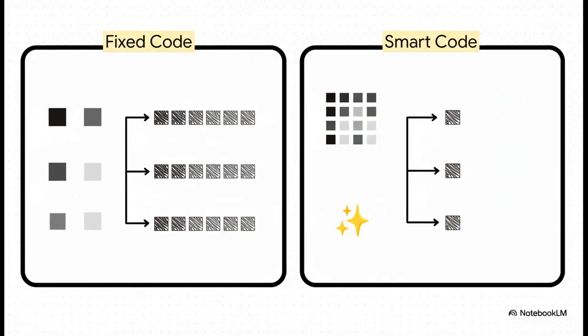And here's what that actually looks like. On the left, you've got the old, inefficient way, a fixed code. Every single color gets the same clunky 8-bit description. But over on the right, that's the smart code. Our most common shade of gray, it gets a tiny, efficient 1-bit code. The rarest shades get a longer 3-bit code. We're literally tailoring the description to fit the image's actual data.